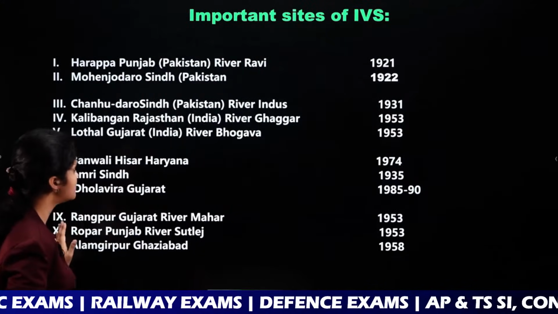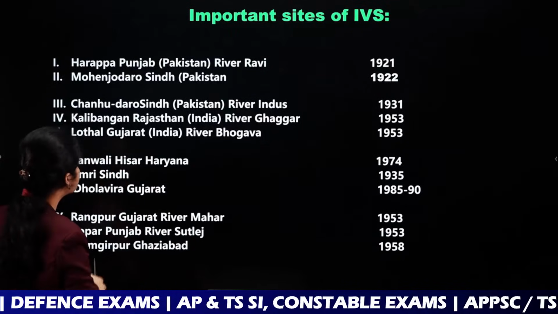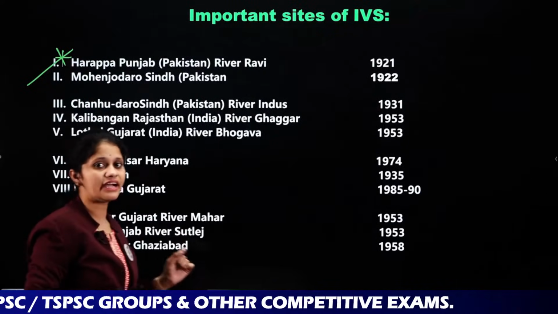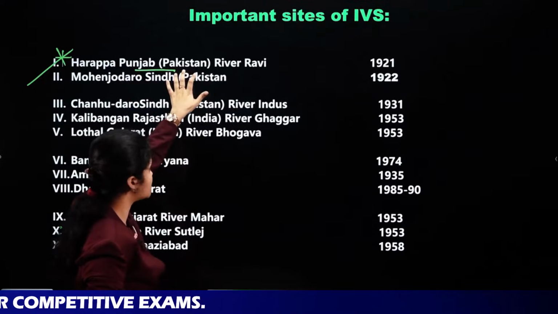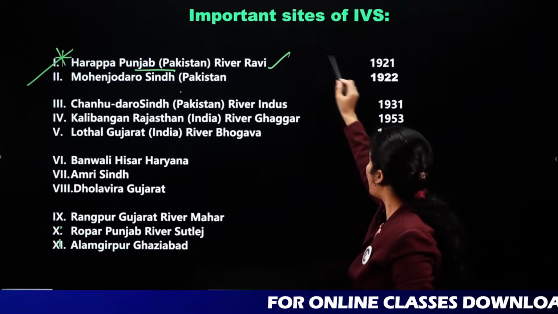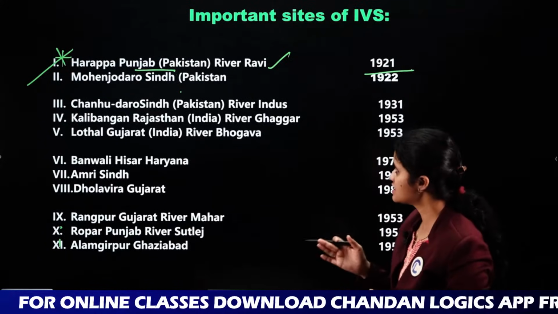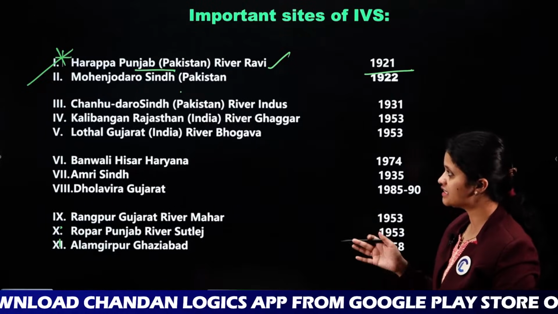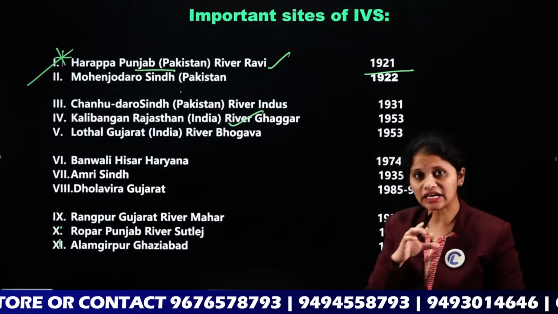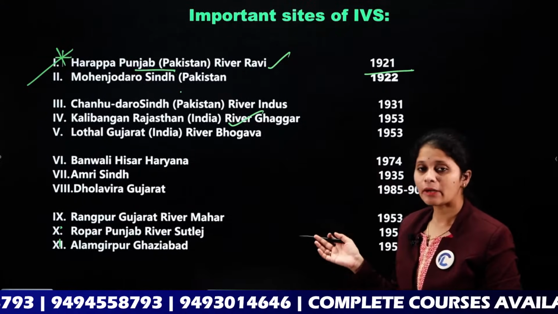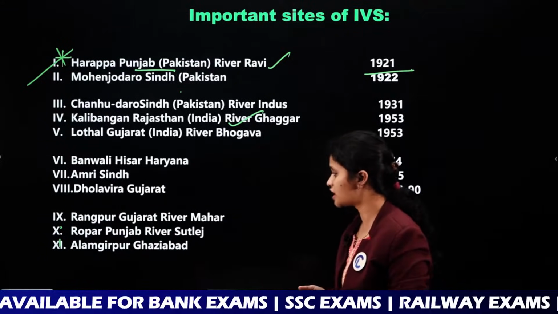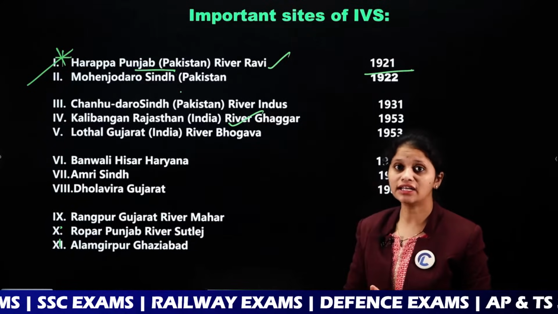Now here is a list for you, everyone, about the important sites. Try to remember, in 1921, actually 1920 was the period of the Indus Valley civilization, and the first site excavated is Harappa, in Punjab, previously in Pakistan, on the river Ravi, excavated in 1921. Later Mohenjo-daro, Sindh, Pakistan, on the river Indus, and Chanhu-daro, Sindh. Kalibangan in Rajasthan, river Ghaggar. Lothal in Gujarat, river Bhogava. Banwali, Hisar in Haryana. Amri, Sindh. Dholavira, Gujarat. Rangpur, Gujarat, river Mahar. Ropar in Punjab, river Satluj. Alamgirpur, Ghaziabad.